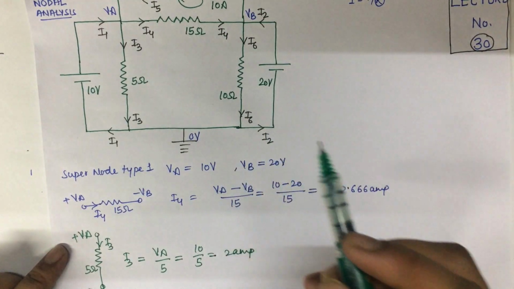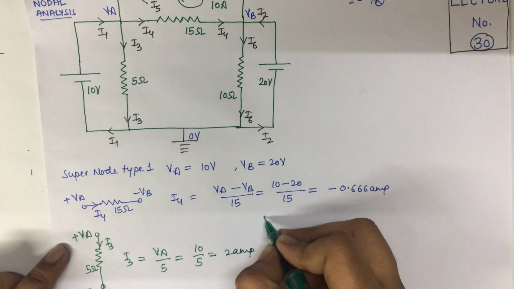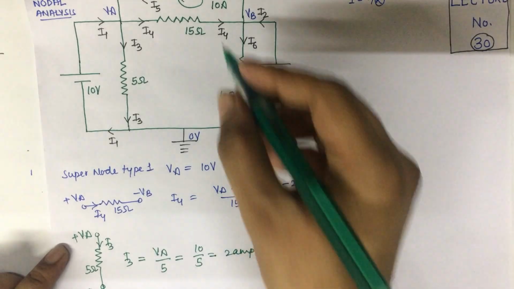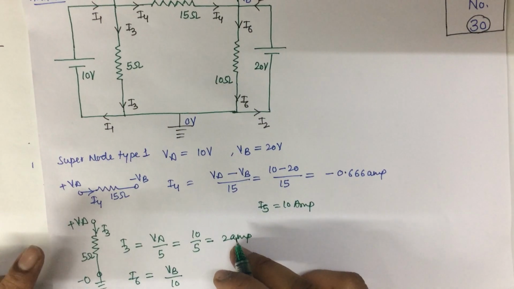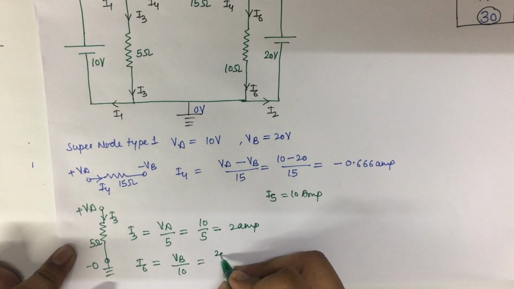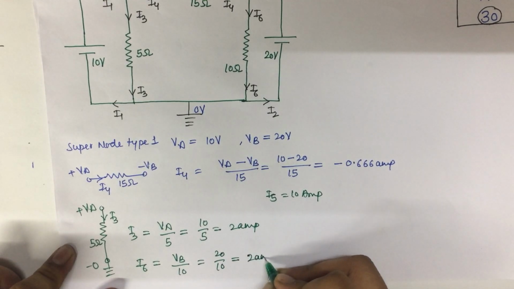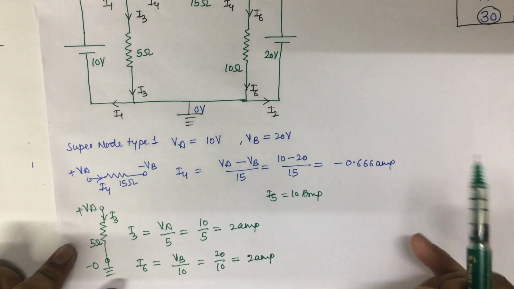Similarly, for I5, we know already I5 is 10 ampere. Now for I6, it is VB upon 10. What is the value of VB? 20 upon 10. This is 2 ampere. So in this way we find out I4, I3, I6 and I5.